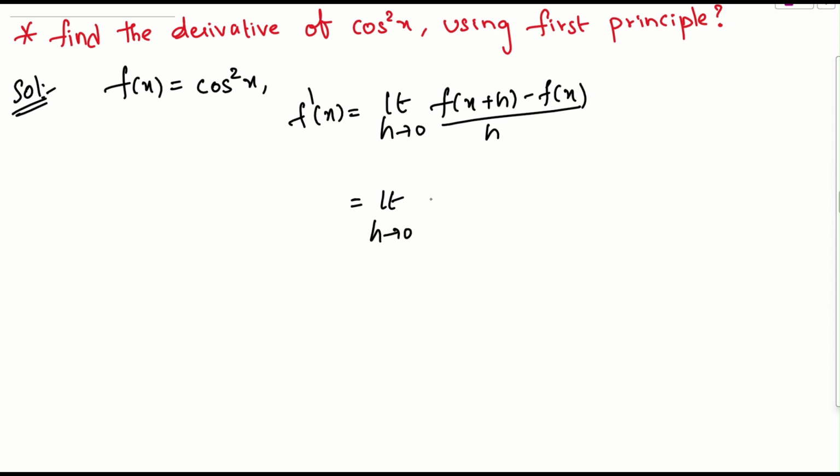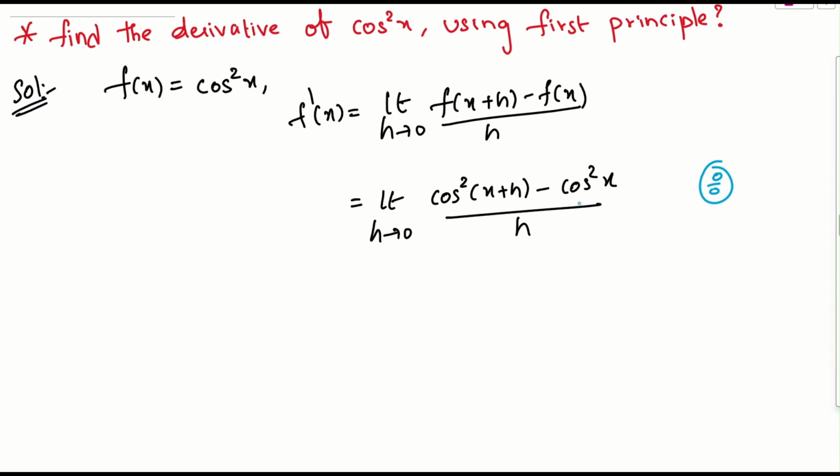So limit h tends to 0, cos square of x plus h minus cos square of x, by h. Is it okay? Now if you directly substitute h equal to 0, you'll get the 0 by 0 form, so we can't do that. But do you remember any formula for cos square a minus cos square b? You can't write that in the form of cos of a plus b into cos of a minus b, right?